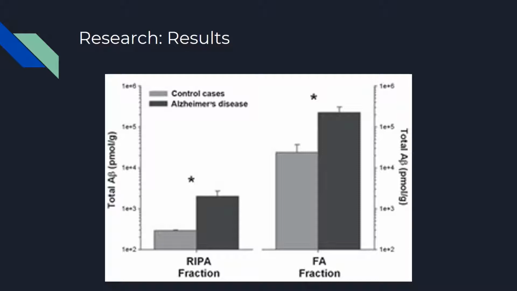The next result is for the RIPA and the FA. The RIPA is when they use the soluble detergent, while the FA is when they use the insoluble fractions. BACE2 is not shown because there was no correlation, so they did not present the results. This shows a positive correlation between the amount of BACE1 and the amount of amyloid beta in the brain. As you can see, both results are significant, which indicates that amyloid beta is present at high levels in Alzheimer's patients.